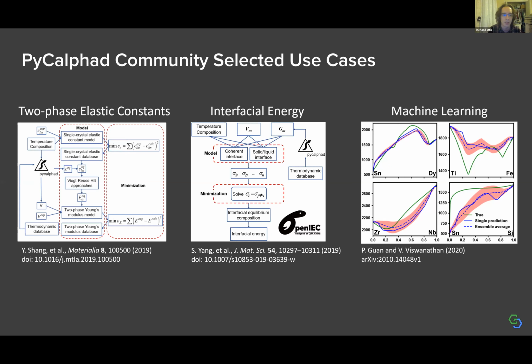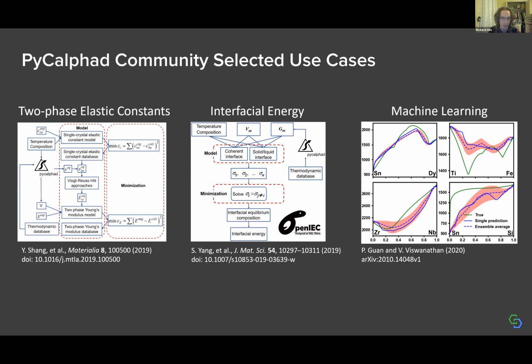These are papers that have been published by people where none of the co-authors was a core contributor to PyCalphad. There's been some work published using PyCalphad to build two-phase elastic constants models, looking at nickel-based superalloys as the application. They were able to build a property model where the output was actually dependent on the properties of multiple phases.